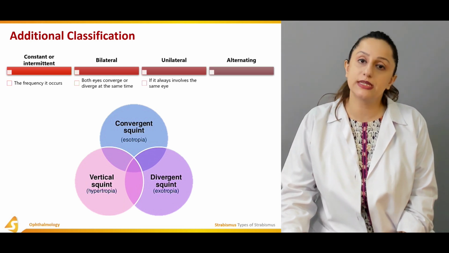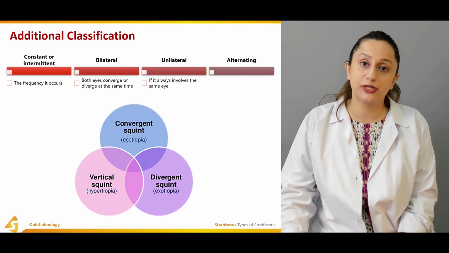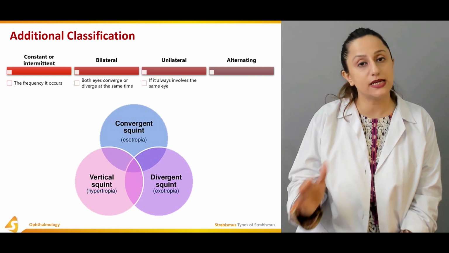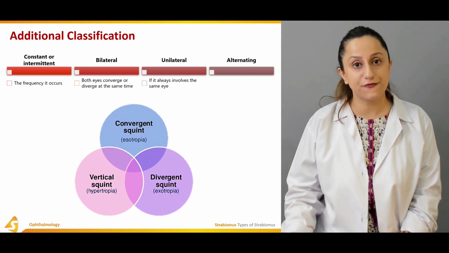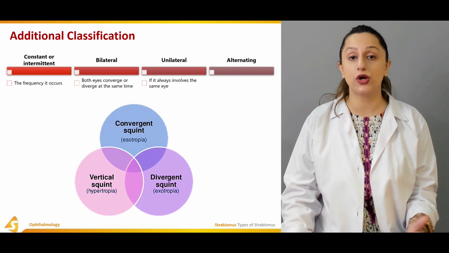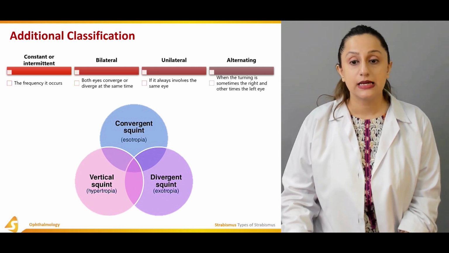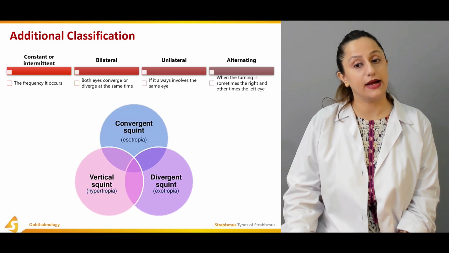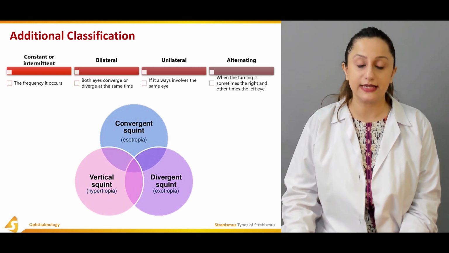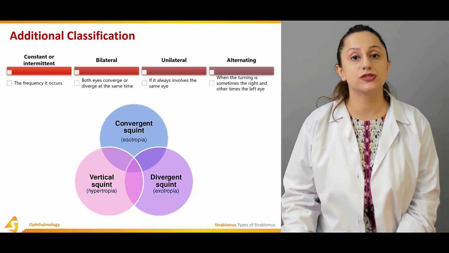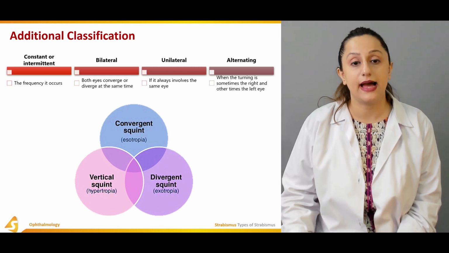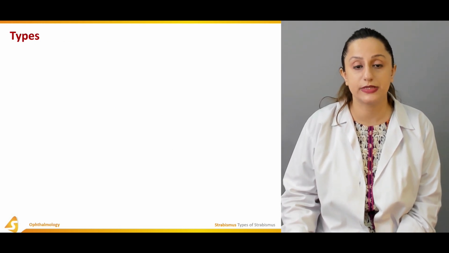Then we have an alternating squinting phenomenon, in which the patient will give you a history that his right eye is deviated first of all, and then it follows with the left eye deviation. So the turning is sometimes in the right eye and at other times in the left eye. So these are the different classifications that we usually encounter in patients with strabismus.